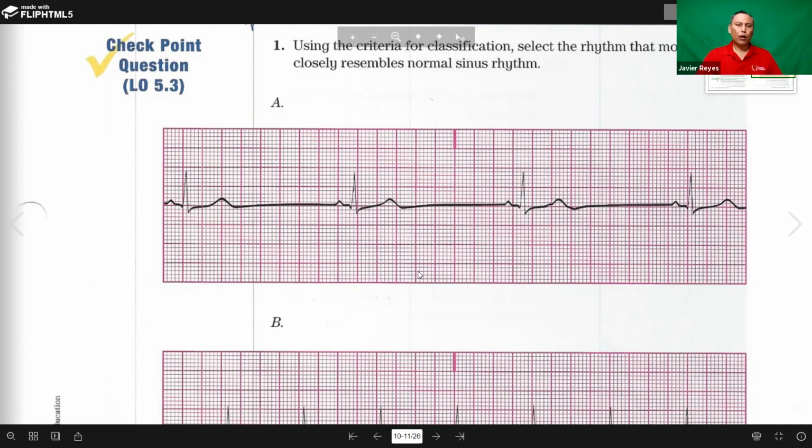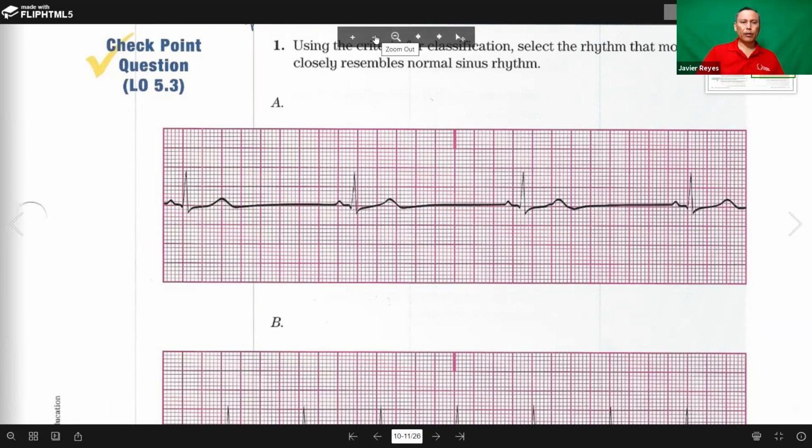And again, you go through all the 5 criteria, guys. So both of them are sinus rhythm, A and B, except the first one is called sinus what? Bradycardia. Sinus bradycardia. And if it was going over 100, what do you call it? Sinus tachycardia, exactly. Fast heart rate.